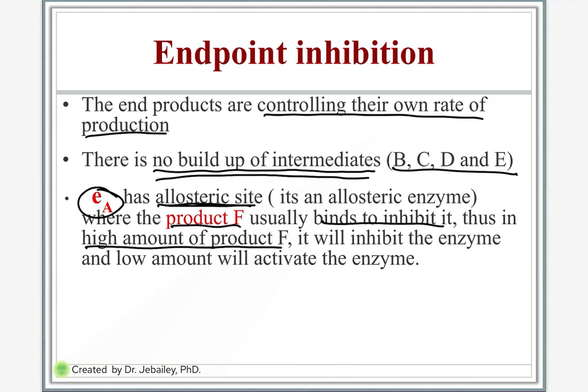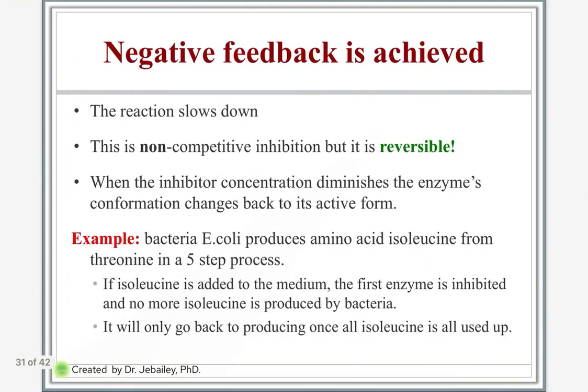But it's very important that when you think about enzyme A, F is not attaching here on the active site. It's attaching on the allosteric site. So who comes on this active site? It is definitely the substrate A, just to make it clear. So that's what is meant by endpoint inhibition.